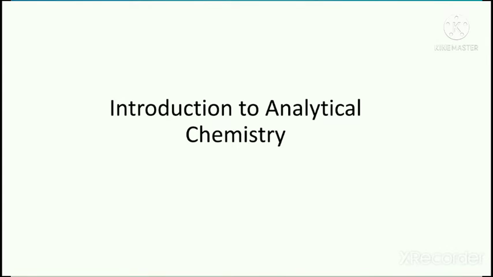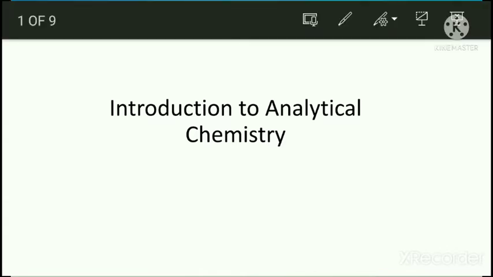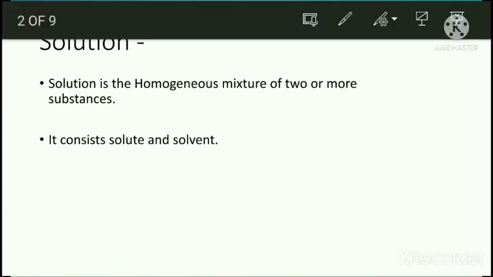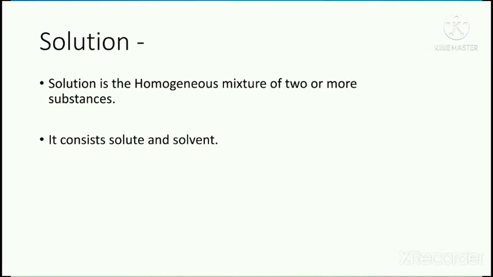Today we are going to see some terms of introduction to analytical chemistry. Students, in our 10th standard and some parts from 11th standard we have studied the concept of mixture. Under the concept of mixture there is another important definition, and that definition is solution. What is the meaning of solution?